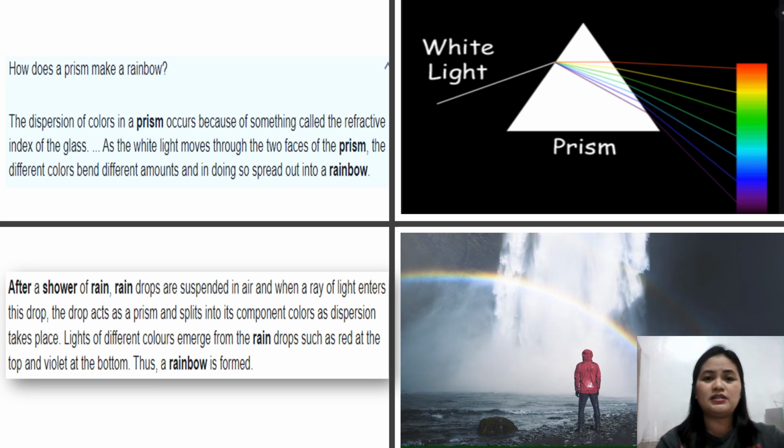Again, why do we see white light only and not the rainbow all the time? Because the visible light is not yet scattered. They are still in a team, in a unit. They are still in a collective form. But when they are dispersed, when they are scattered through the use of a prism or the natural prism, which are the raindrops, they will disperse, and that is the time we can see the rainbow colors.